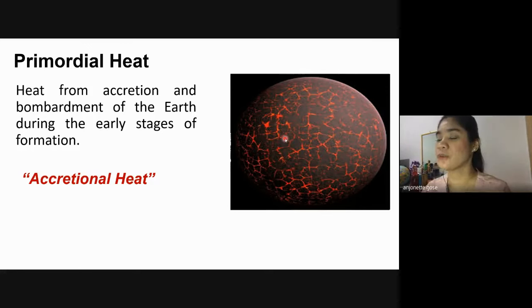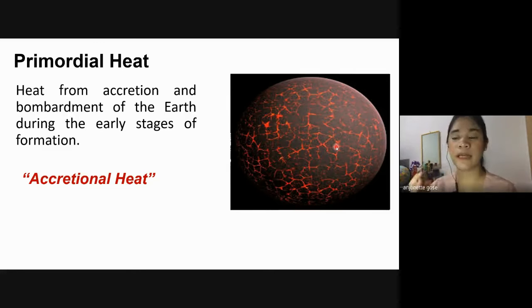Ngayon sa case na to, because of the accretion of the asteroids, so yung mga rock pieces na yun in the bombardment, during the early stages of the formation of the Earth, it releases a tremendous amount of heat energy called the accretional heat. Now, during that time, life is impossible kasi ito yung Hadean era. Nagre-represent doon sa era na sobrang init ng Earth and life is impossible. But luckily, etong Earth natin ay nag-start to cool down billion years ago.